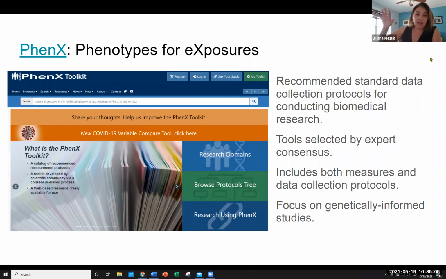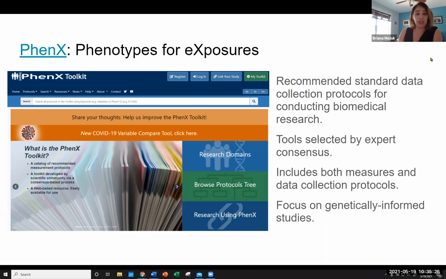So now you've done that. In addition, you're going to start looking at some other toolkits for where measures live. There are several that I want to tell you about. The first is PhenX, which stands for phenotypes and exposures. As the name implies, that is the word phenotype.